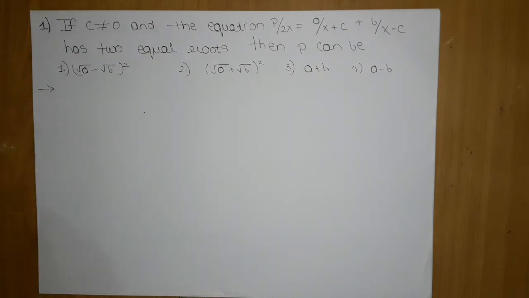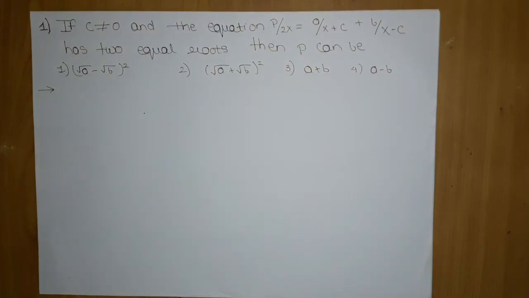Okay, so let's start. The first question says, if c is not equal to 0 in the equation p where 2x is equal to a upon x plus c plus b upon x minus c has two equal roots, then p can be. First option is under root a minus under root b the whole square. Second option is under root a plus under root b the whole square. Third option is a plus b. Fourth option is a minus b.